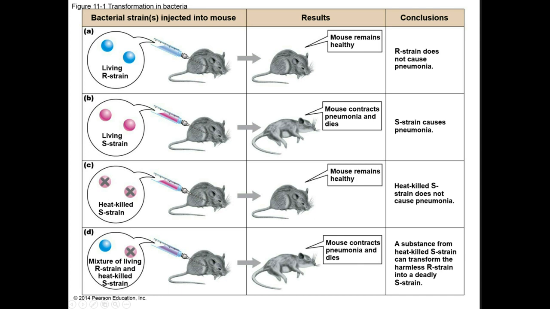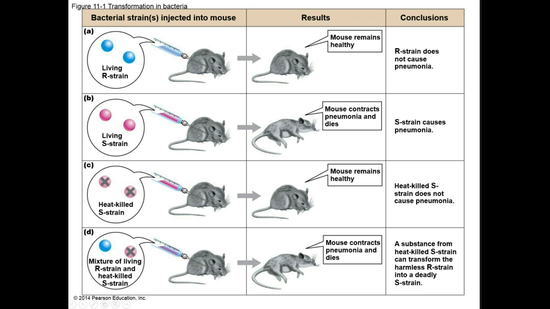Griffith made a sample of the heat-killed S strain and mixed it with the R strain. He injected the combination into mice and noticed that the mice got pneumonia and died. This was unexpected because the heat-killed S strain by themselves normally are harmless, and the live R strain are normally harmless by themselves. But for some reason, when the two were mixed together, the mice got sick.